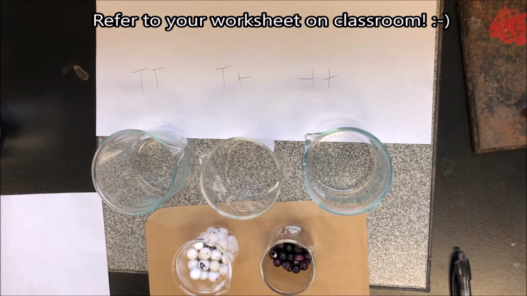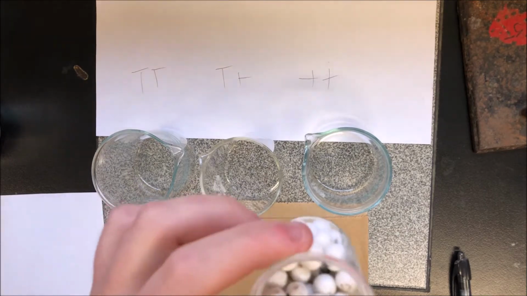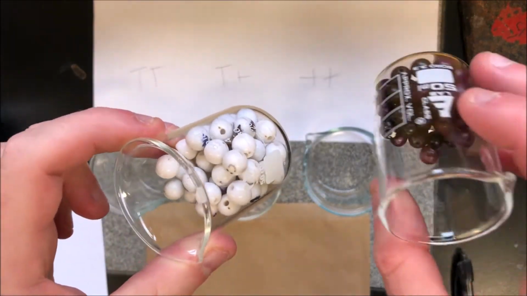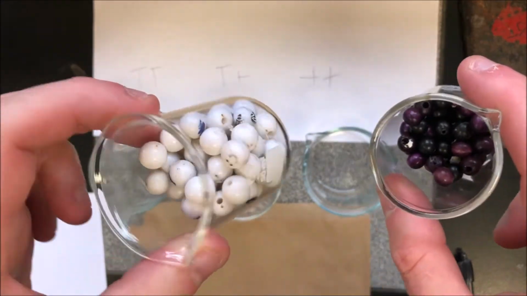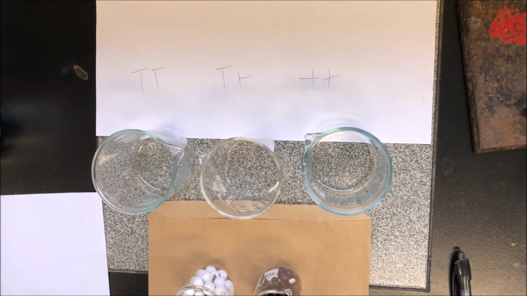So what we need today is 50 red beads, 50 green beads, and 3 small beakers. Now, we don't always get the colors we want. So what I've got here is some white beads, and some purpley black beads, but they're clearly distinctly different in color. And I've got 3 beakers in front of me.